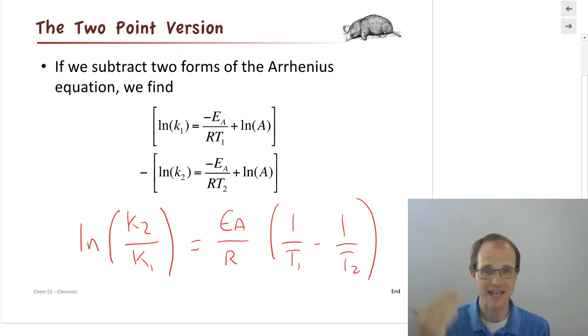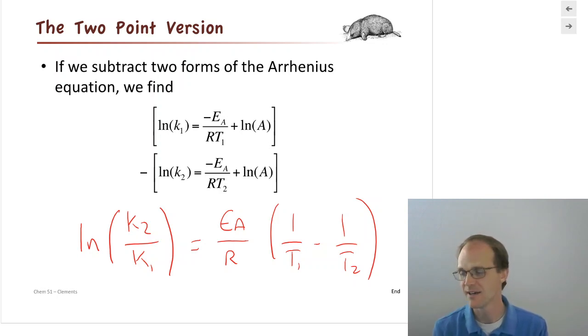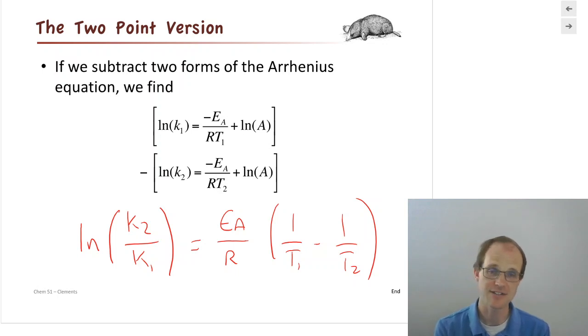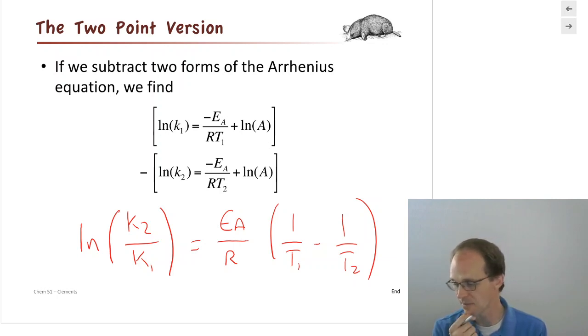The way I have it, K2 has to be over K1, and 1 over T1 minus 1 over T2, and you get a positive EA over R. If you switch anything, you get a negative somewhere, and that's okay, but you just have to pay careful attention to it. So that's what you'd use if you had 2 points of data instead of a bunch of points of data. Not required, but on a test or quiz, that might be something that I make you do because you've only got 2 points of data and you just don't have time to do plots on a quiz.